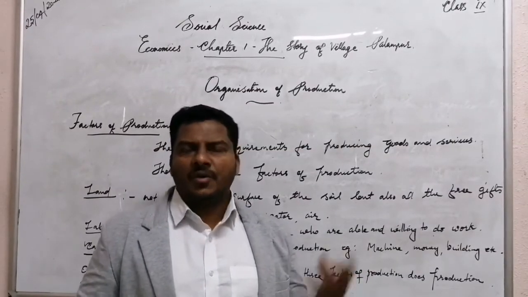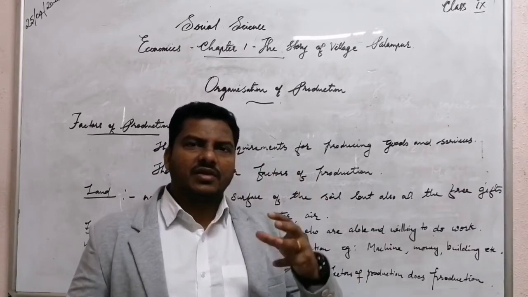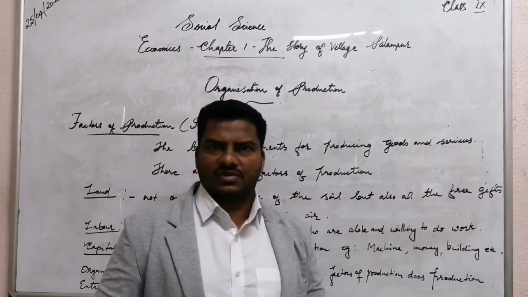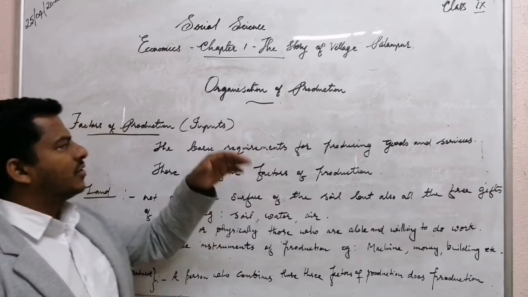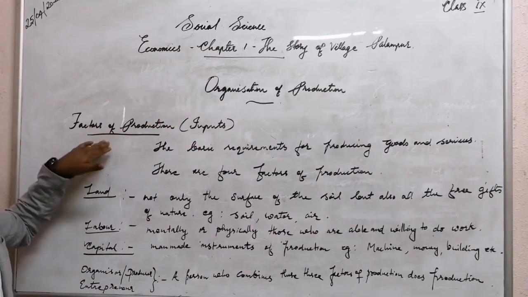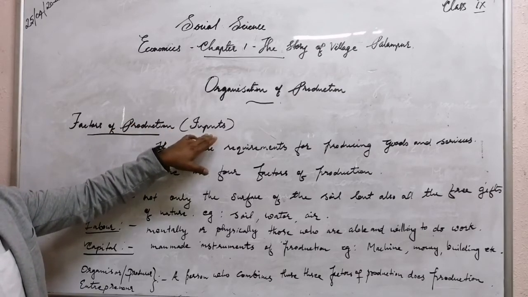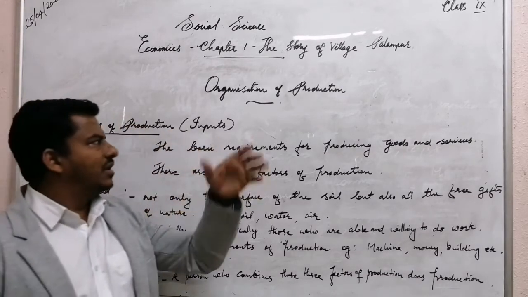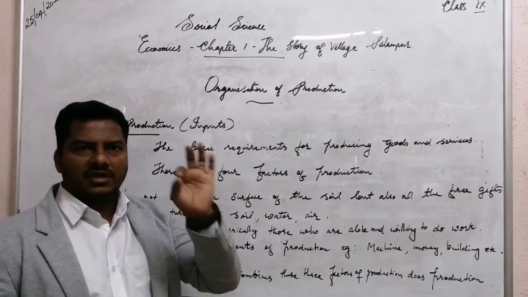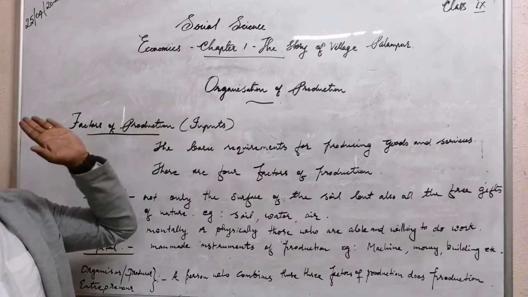Whether there are farm activities or non-farm activities, we need some basic requirements for producing goods and services. These basic requirements for producing goods and services are known as factors of production. It is also known as inputs. That means for producing any goods, we need some requirements. That basic requirement is known as factors of production, also known as inputs.